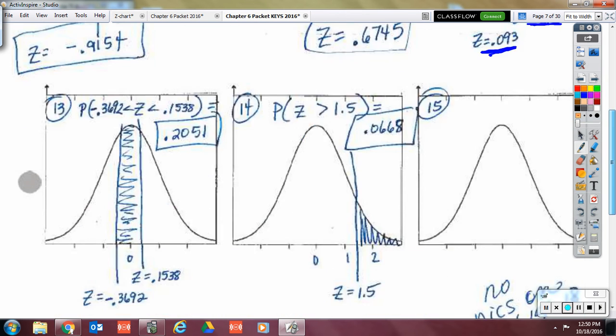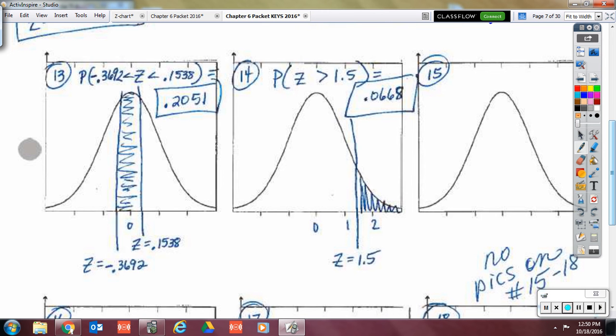And then number 13, sorry, number 13, the area was 0.2051. Number 14, 0.0668. Okay. The other ones had algebra involved. They did not have pictures.